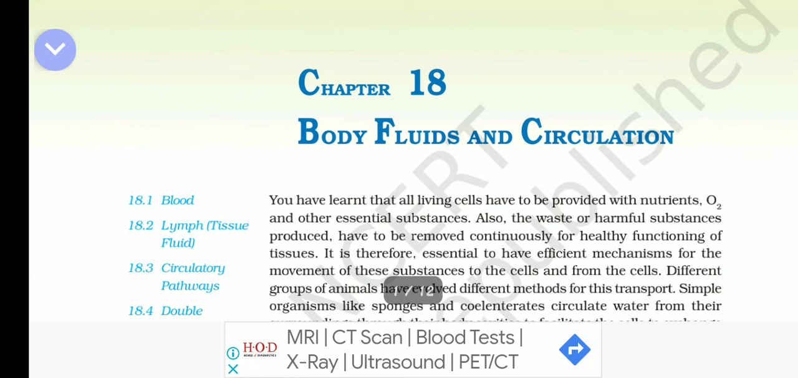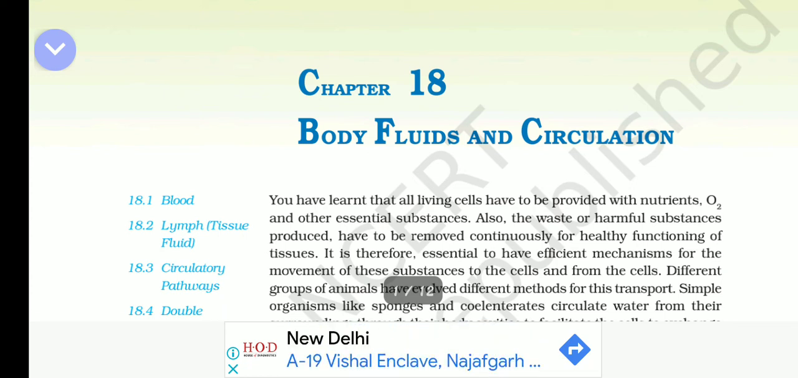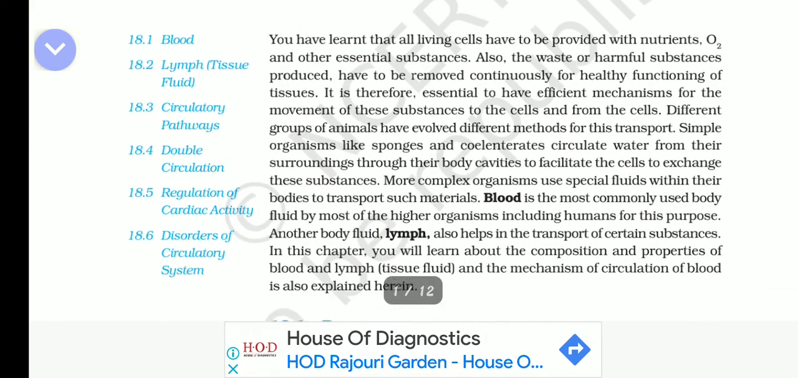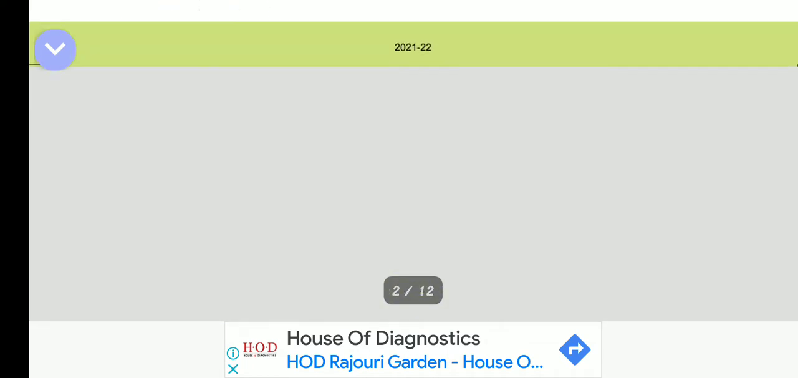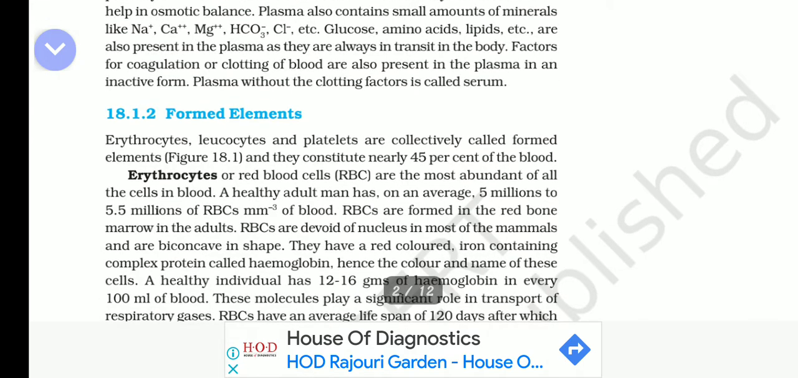Hello everyone. So this is the second part of our chapter, which is body fluids and circulation. So let's get into the video. And in this part we are going to start with the formed elements.